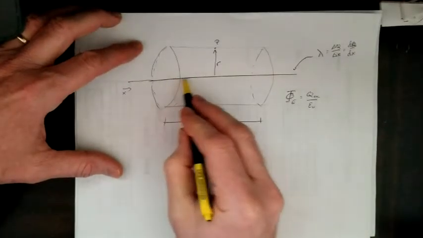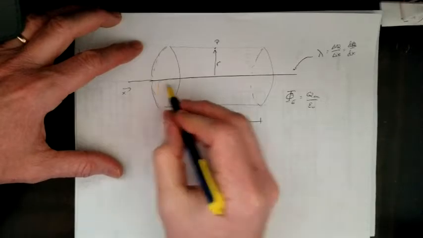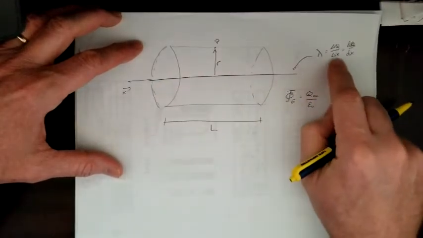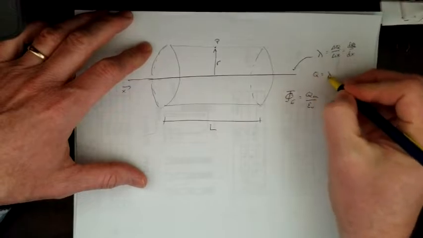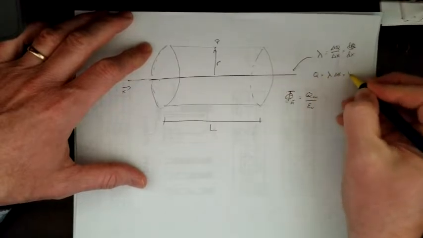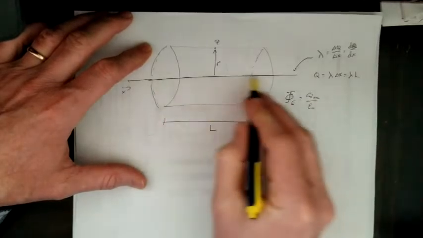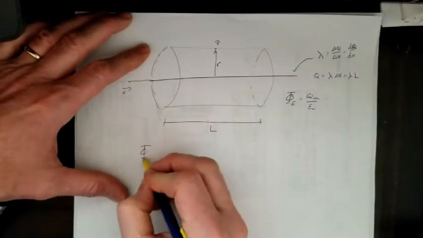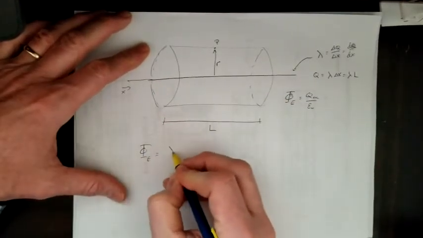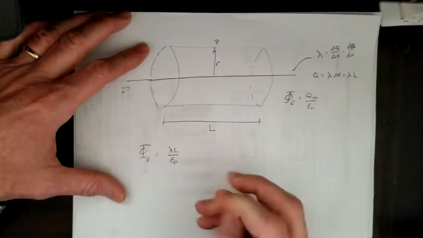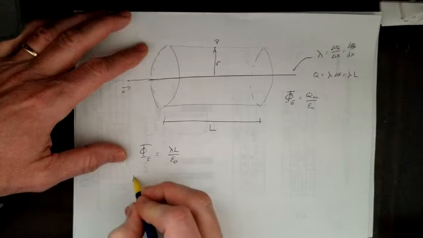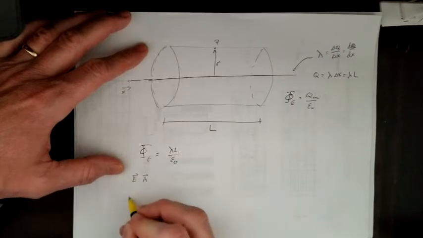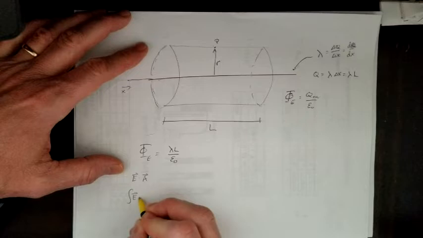And so my enclosed charge here is going to be, well, the length here, L. I know that the charge is going to be equal to lambda delta x, which is lambda times L. So that's the enclosed charge here. So the electric flux should be equal to lambda L over epsilon sub naught. So the electric flux, as we know, is the electric field times the area, or the calculus version, E dot dA.